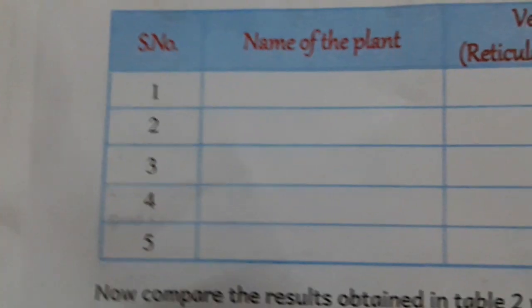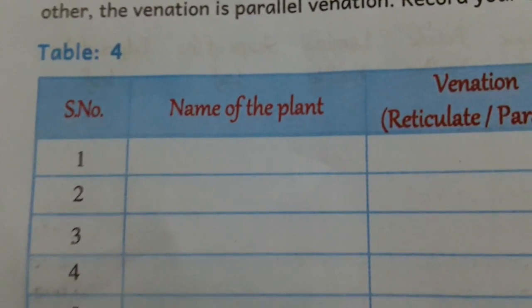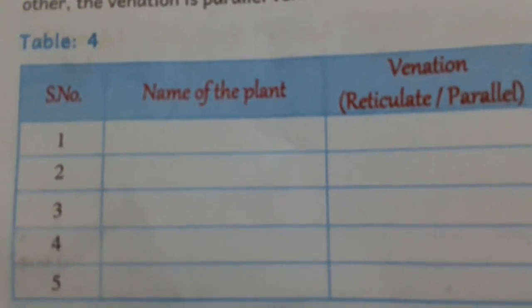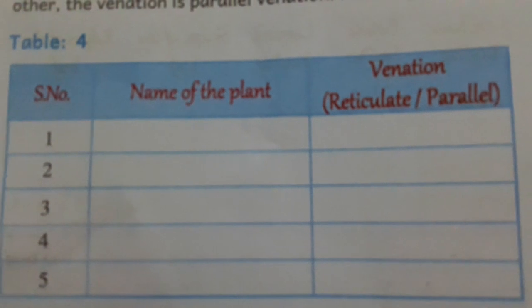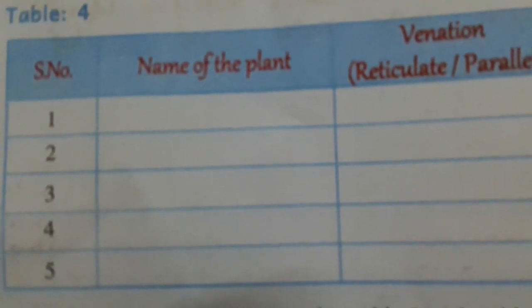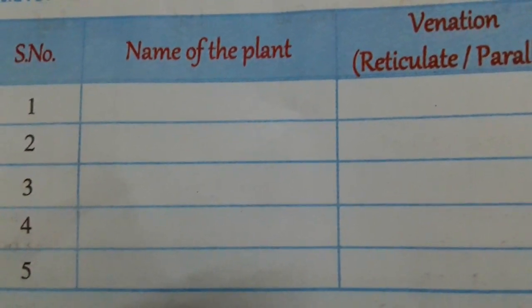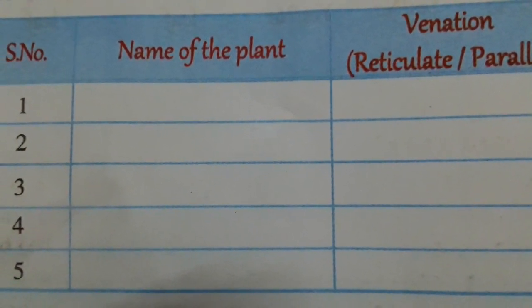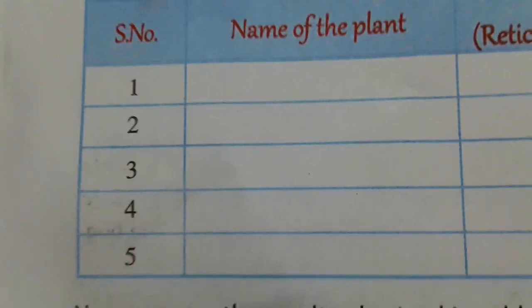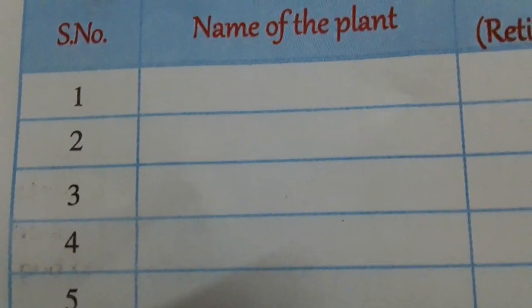And come on children, you have to write the table for name of the plant and venation, whether it contains reticulate venation or parallel venation. For example, I will tell you one example now. Name of the plant is rose and the venation is reticulate venation. Like that you have to complete that table.